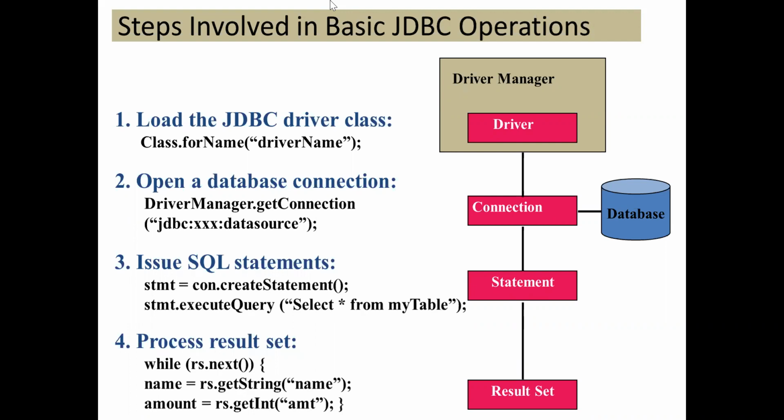While rs is nothing but a result set, while rs.next, we can get the name and the amount of the person. So how will it be written? name equal to rs.getString of name, and amount is equal to rs.getInt of amount. So this is an example. We have to process the result set from the database. So these are the four steps involved in the basic JDBC operation.